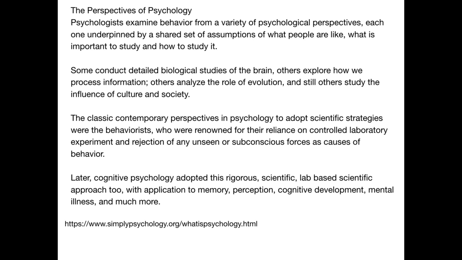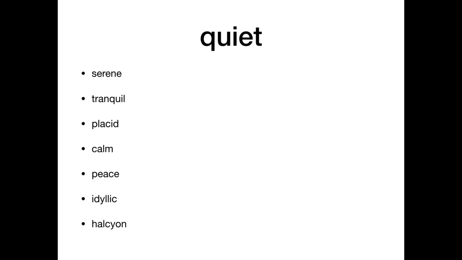Some conduct detailed biological studies of the brain, others explore how we process information, others analyze the role of evolution, and still others study the influence of culture and society. The classic contemporary perspectives in psychology adopt scientific strategies where the behaviorists, who were renowned for the reliance on controlled laboratory experiment and rejection of any unseen or subconscious forces or causes of behavior. Later, cognitive psychology adopted this rigorous, lab-based scientific approach too, with application to memory, perception, cognitive development, mental illness, and much more. You'll be able to reach this level within 3 to 6 months. Keep watching all my videos.